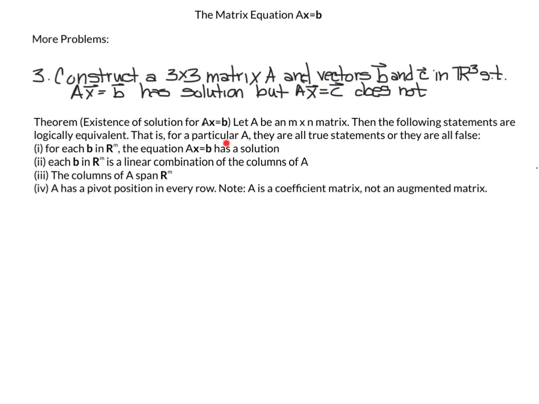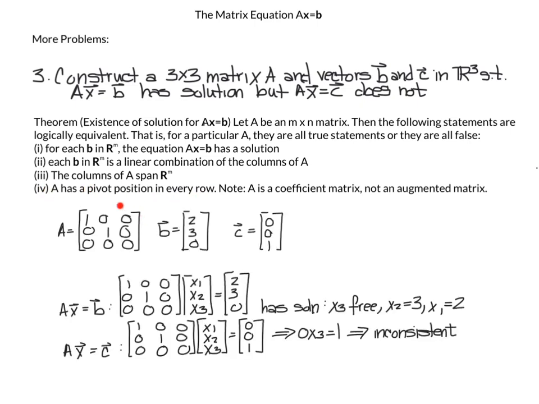So in terms of this theorem, you do not want this statement to be true. You do not want for every vector in Rm that the equation Ax equals B has a solution. Since you want this to be false, that means this last statement has to be false. That means A cannot have a pivot position in every row. So that's what's important about constructing A.